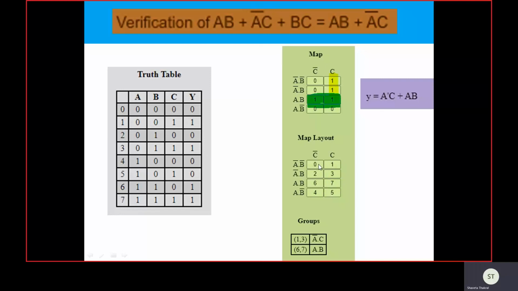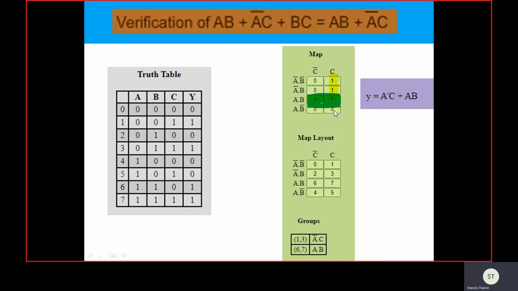and this particular cell is representing the decimal value of input 0. This is decimal value 1, 2, 3, 4, 5, 6 and 7. And we can see here in the output corresponding to 1 we are getting 1, corresponding to 3 we are getting 1, corresponding to 6 we are getting 1, and corresponding to 7 we are getting 1. So in these all 4 cells, that is 1, 3, 6 and 7 we are putting 1, and in the rest of the cells we are putting 0.